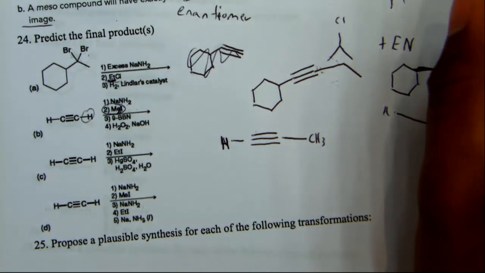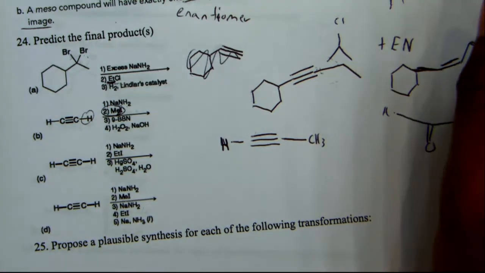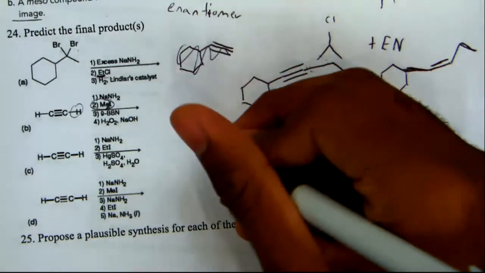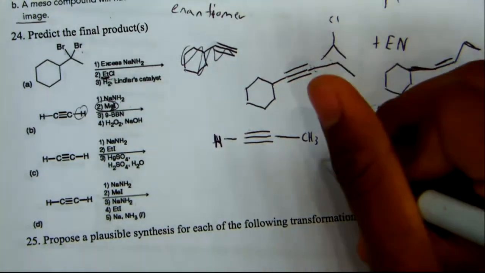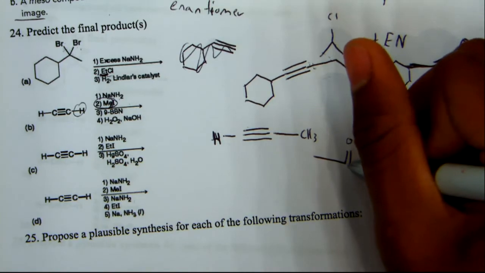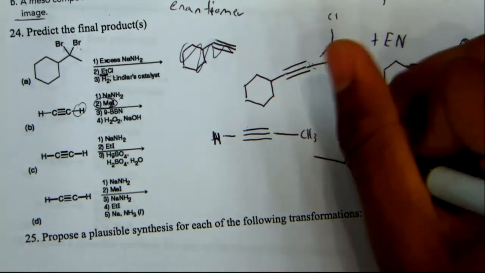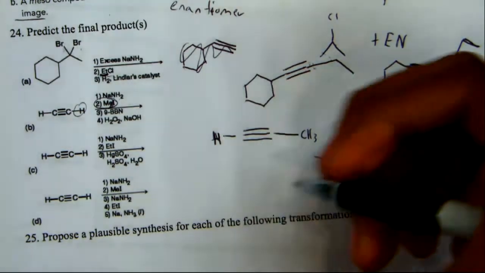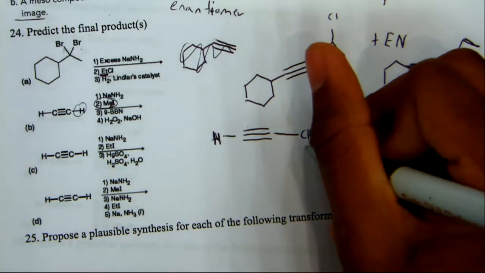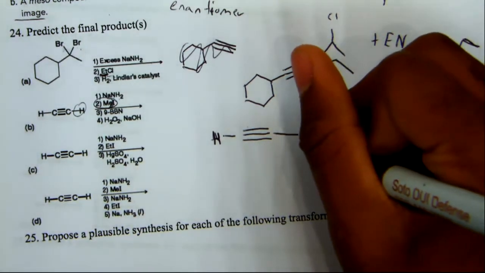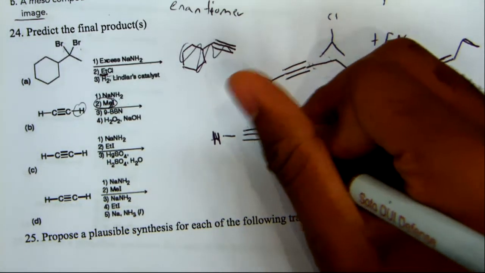1, 2, 3. So the H will be here. Why did I draw this upside down? Whoops. Normally I draw everything on this side, so that's why it looks kind of funny. It'll give us this aldehyde, with this methyl still attached from when we did this terminal alkylation.